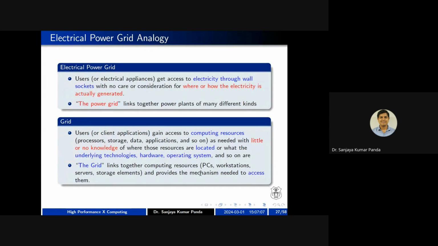In the grid case also, we get these things: processor, storage, data, and application. We need processor, storage, data, and application without any knowledge of where it is stored. Where these storages are coming from, I don't know. I don't have any idea where the source is, whether it is coming from a Mumbai server or from Japan, we don't have any idea.